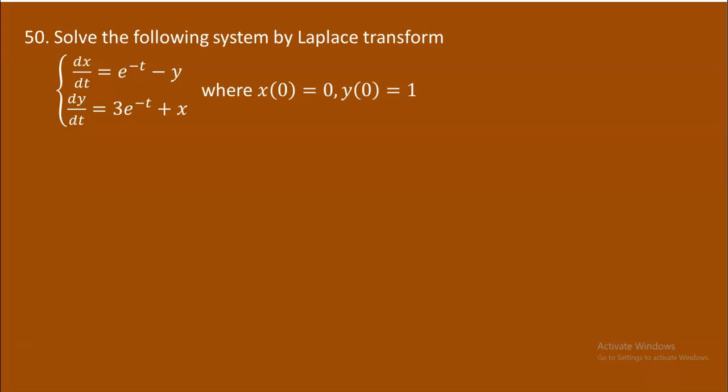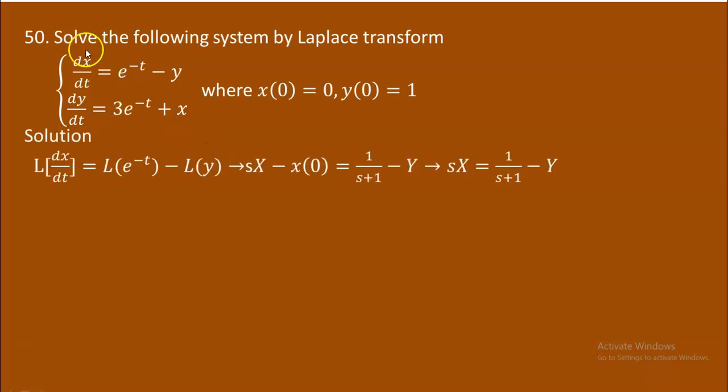So when I directly go to the solution, what you need to do is take the Laplace transform on both sides. As you see, we have the Laplace of dx by dt, and also the Laplace of each of these two terms: e to the power of minus t, and minus the Laplace of y. As I told you, the Laplace of the first derivative is s times X minus x at 0, but note, students, that capital X is X of s.